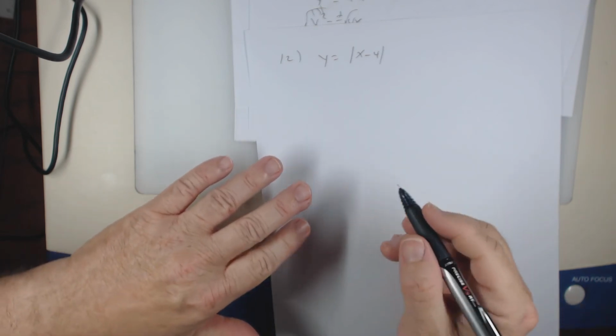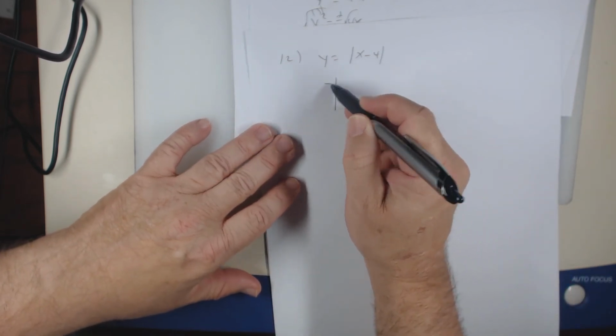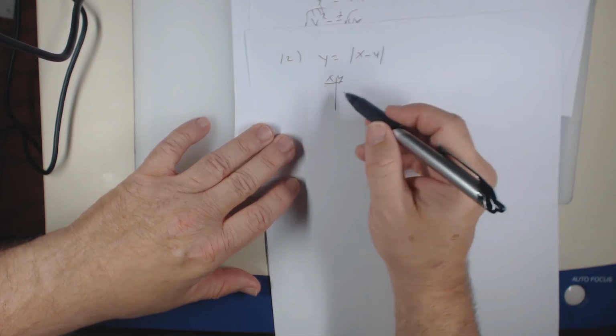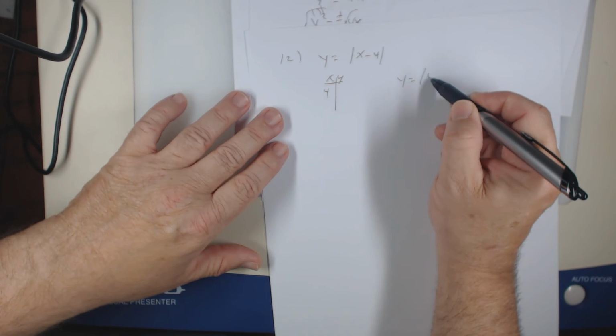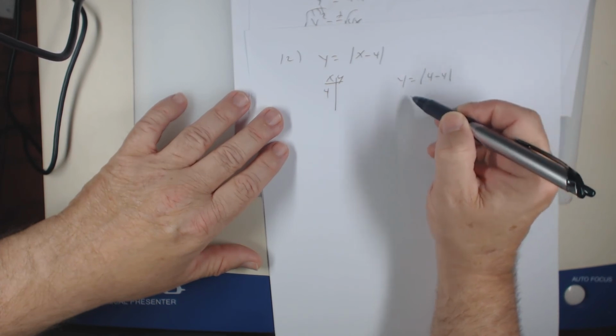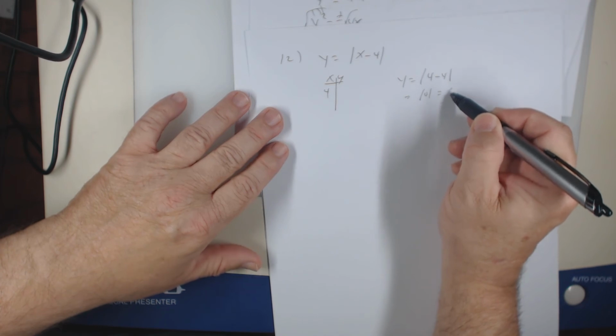I think it was in 99 that you graphed the absolute values. Remember, that's that V? Okay, that's that V. But use a T-table. Give me a number for x. 4. So yeah, y equals the absolute value of 4 minus 4. Y'all agree? What's 4 minus 4? What's the absolute value of 0?